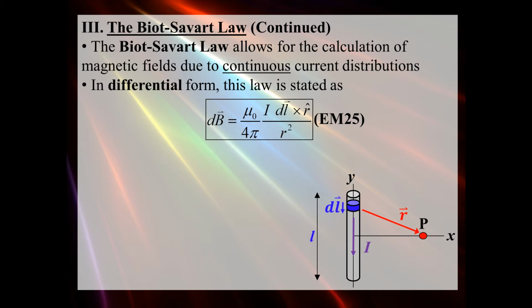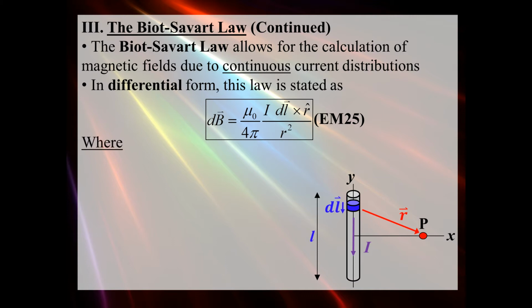So you have dB is equal to mu naught over 4 pi multiplied by I, which is the current in the wire, and then you have the vector DL, and again, the vector DL points in the direction of current, and then the cross product with r hat. The hat on top of the r is referred to as a unit vector, and then we divide by just the distance r squared.